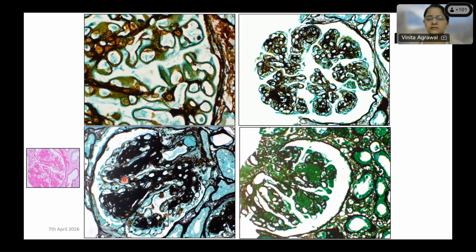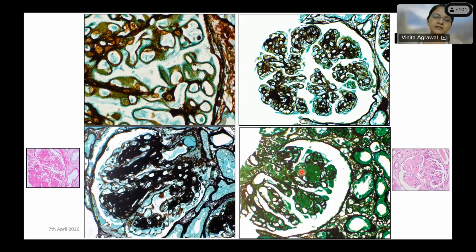Whereas in this case, it was PAS negative and this was also silver. It is not highlighted on the silver methenamine. It is not black. So that is how this differential staining of the basement membrane, of the deposits, of the mesangial area helps you in your diagnosis.